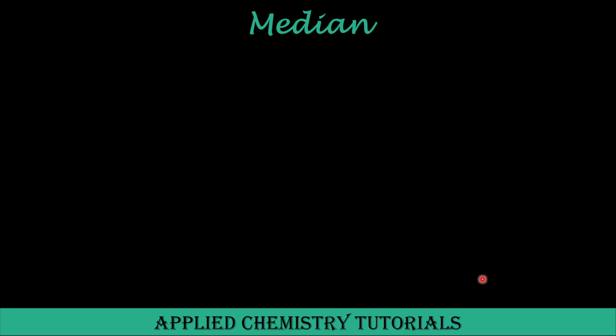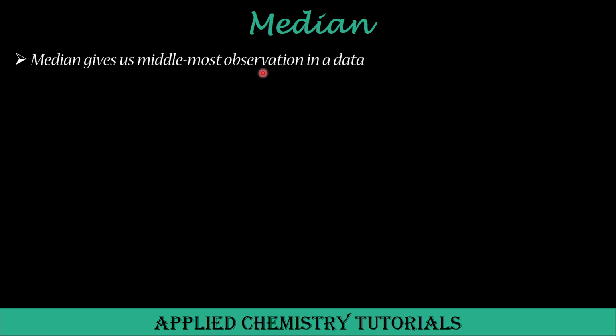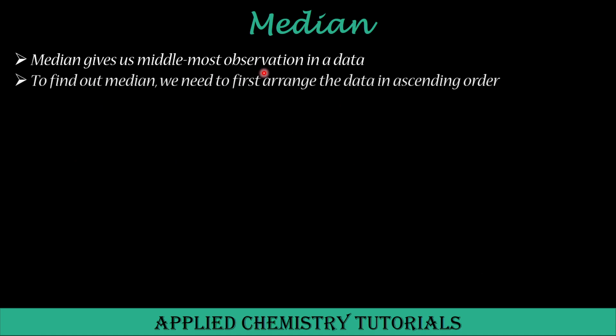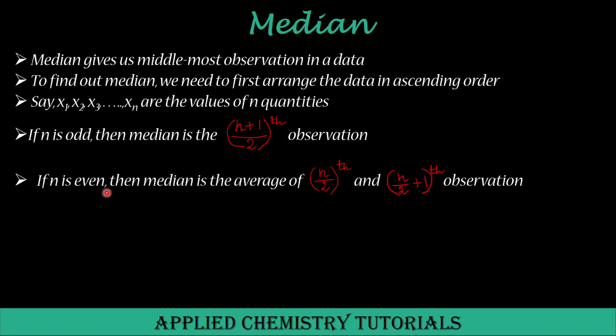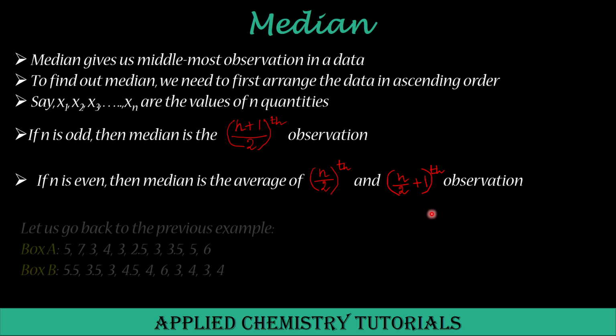The next topic is median. Median gives us the middlemost observation in a data set. To find the median, we need to first arrange the data in ascending order. Say x1, x2, x3 up to xn are the values of n quantities. If n is odd, then the median is the (n plus 1) by 2 th observation. If n is even, then the median is the average of the n by 2 th and (n by 2 plus 1) th observations.